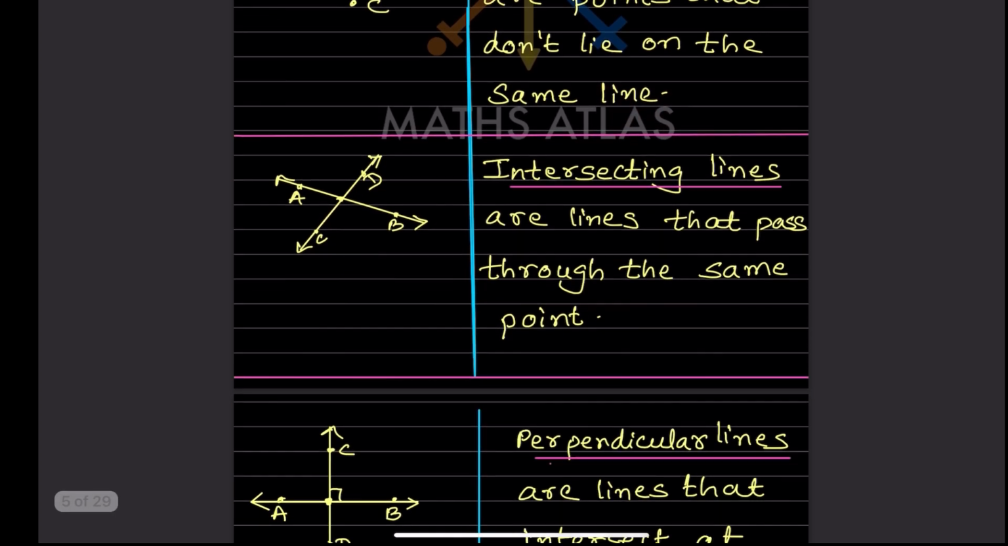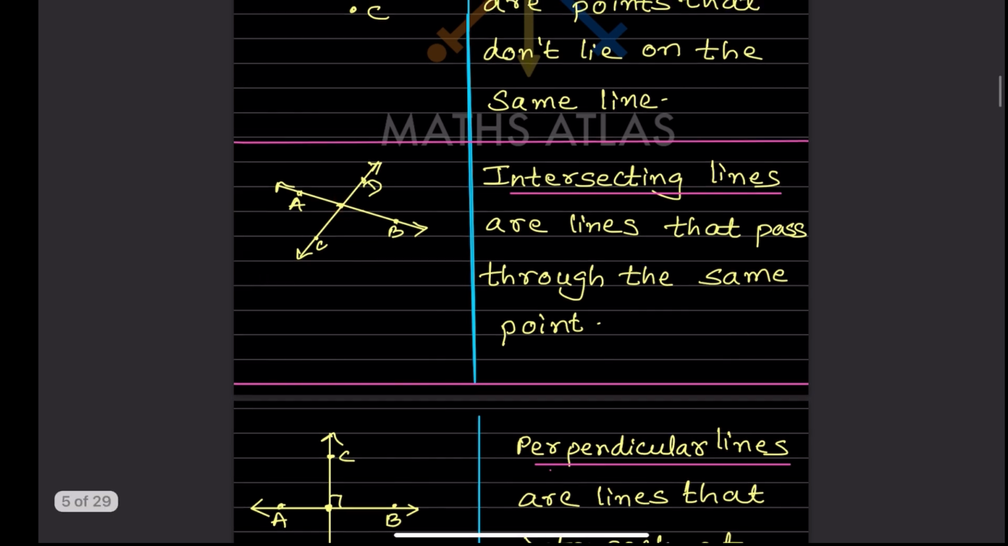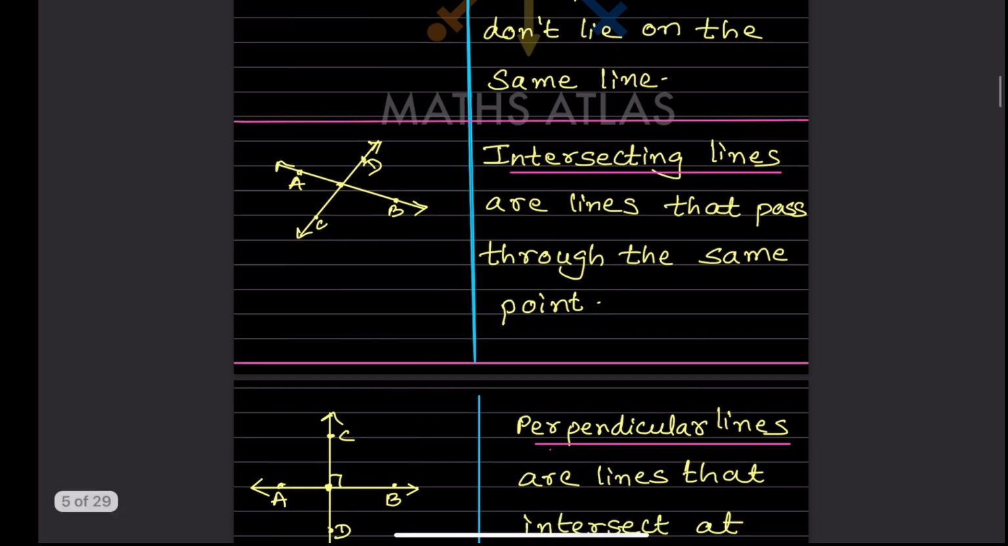These are called intersecting lines. Here this is the point of intersection. Intersecting lines are lines that pass through the same point. This is the same point and they are passing through the same point, so they are called intersecting lines.